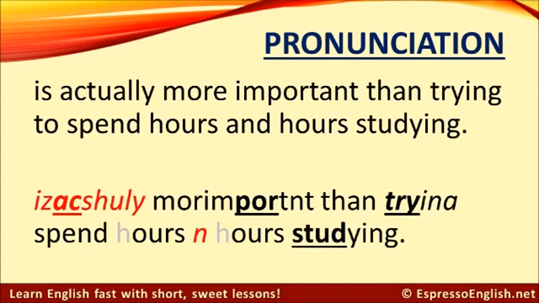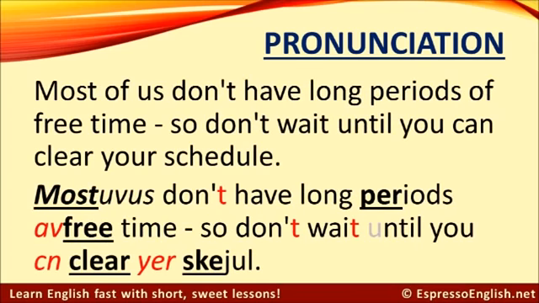Again, you can see the word to just becomes a little sound at the end of trying. Try and spend. Hours and hours. Remember, the H in the word hours is silent, so don't pronounce it at all. Hours and hours. And the and becomes n. Studying. Most of us don't have long periods of free time. Okay? The words most of us kind of run together. Most of us.